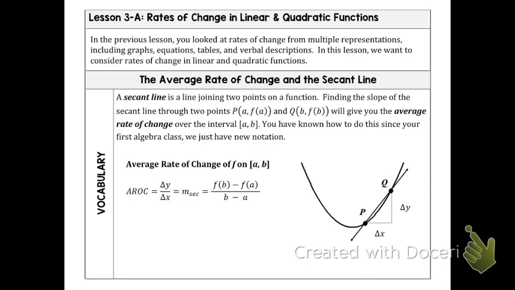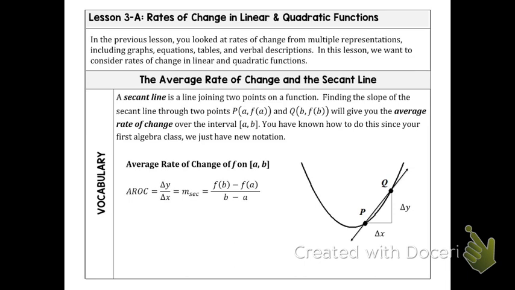Now that's different than that tangent line that we talked about in the previous lesson. The tangent line, remember, just touched 1 point and was always on the outside of the graph, where the secant line is going to join 2 points on the function, and it can go onto the inside of the graph if it needs to. All right, so finding the slope of the secant line through 2 points will give you the average rate of change over the closed interval that includes those x values.